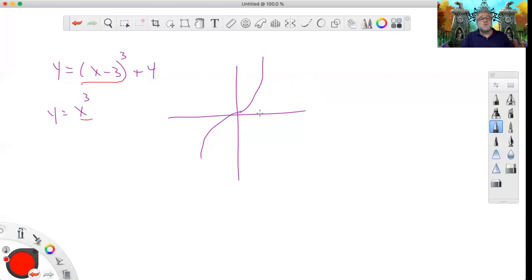But whatever y coordinate I get, I'm going to add 4 to it. So if I put in x equals 3, I would normally get 0, except I've got to add 4. So it shifts this point 3 units positive because it's opposite from the sign. But here's where the pattern breaks down.